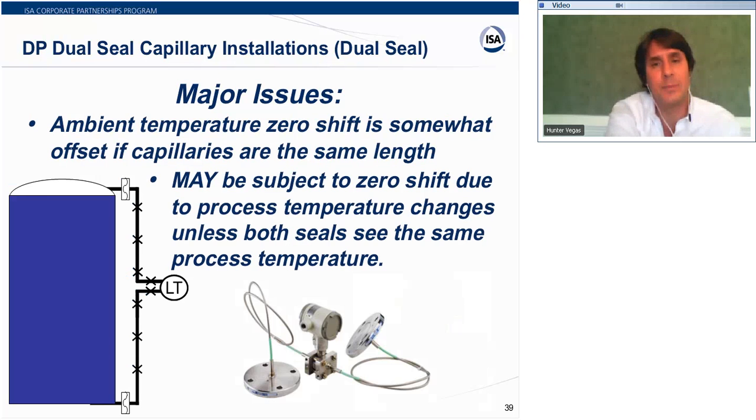The zero shift due to process temperature, kind of the same here. You've got both seals. As long as they see the same process temperature, you'll be fine. If one sees a different temperature than the other, then you may get some offset. That really depends on application to application.